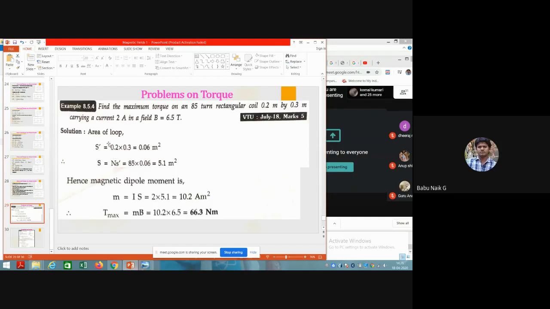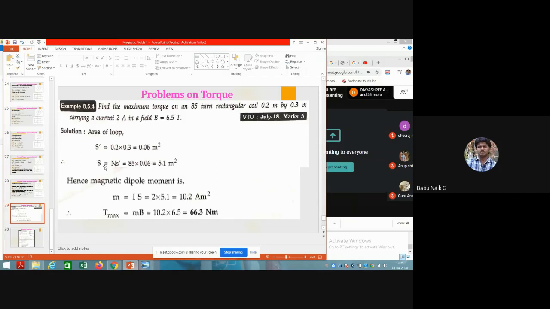So we are going to take that rectangular loop, and the surface area needs to be calculated. That rectangular surface having 85 turns needs to be calculated here. The area of the rectangular coil, 0.2 into 0.3 meter as given, is 0.06 meter square. The coil is wound with n turns, which is 85 turns, as given here.